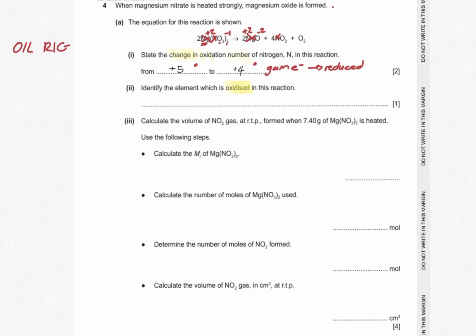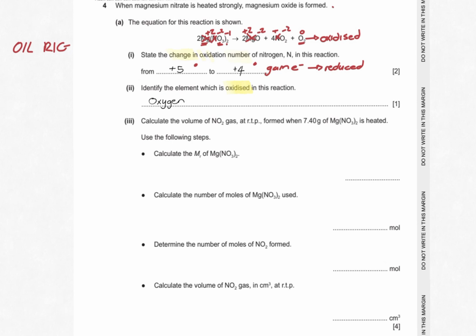Now in our reactants, oxygen has an oxidation number of -2. Then in our products, first in magnesium oxide, it has an oxidation number of -2, so not there. In nitrogen dioxide, it has an oxidation number of -2. But then as oxygen, because it's standing alone, it will have an oxidation number of 0. So here it has lost electrons, meaning that it's oxidized. Our element being oxidized is oxygen.